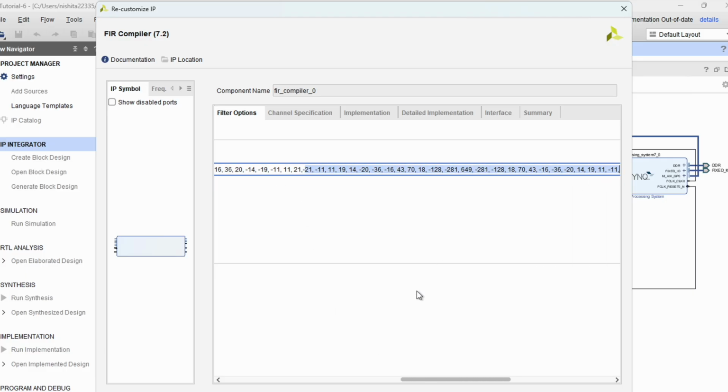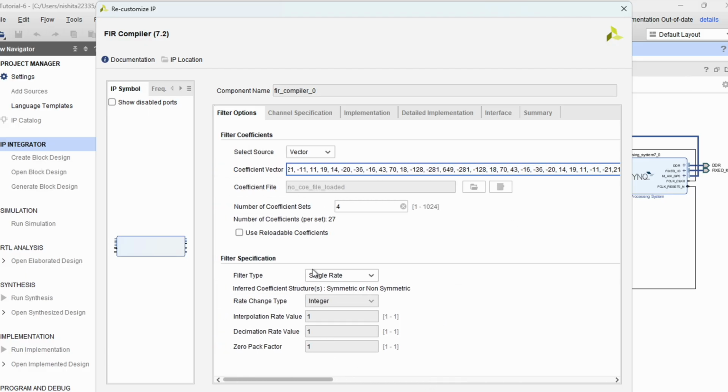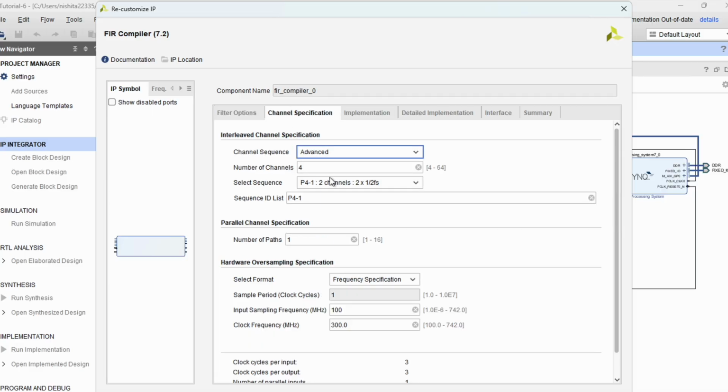Same goes over here. Alternatingly, I have put in high pass and low pass filters. The number of coefficient sets over here is 4. The number of coefficients per set is 27. In the channel specification tab, I have selected advanced channel sequence, so my number of channels automatically goes to 4.